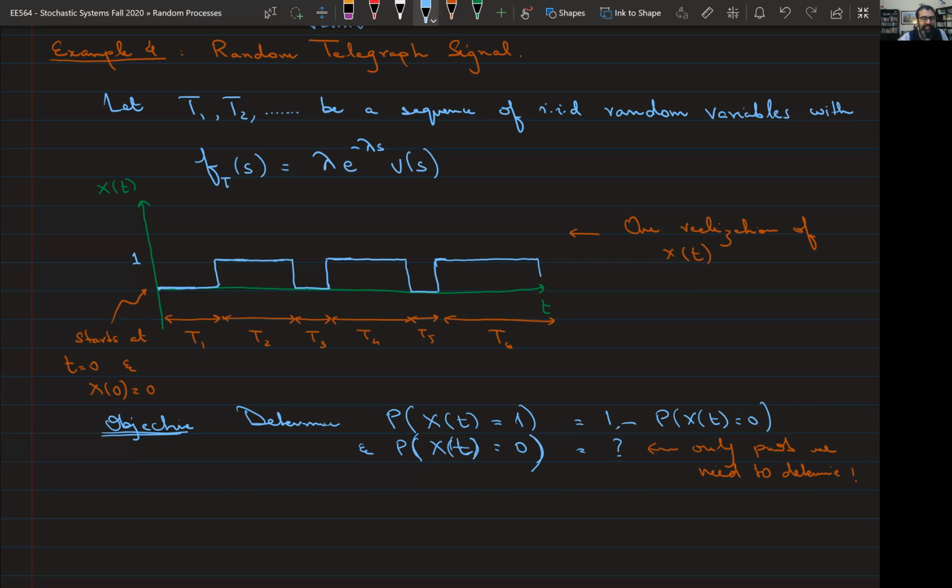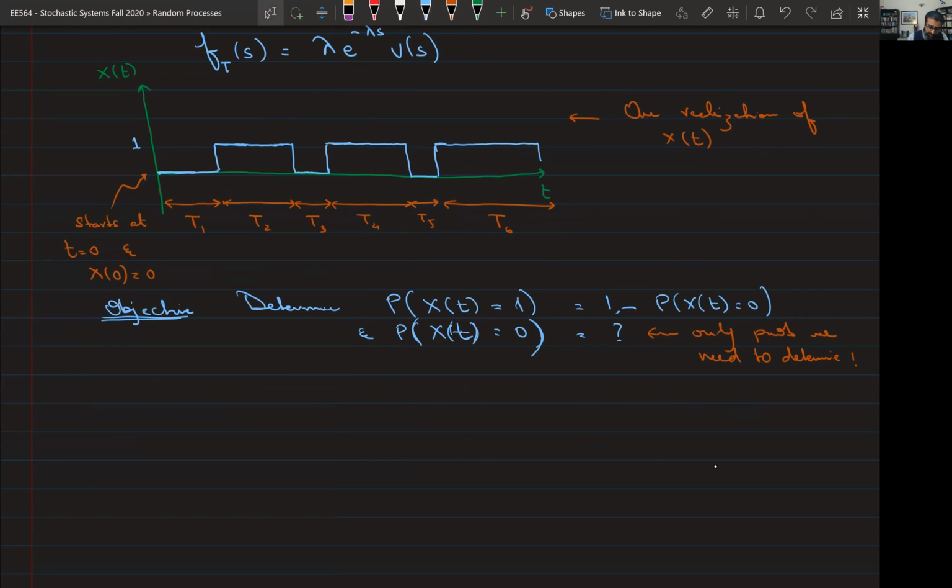So the process that we're going to follow is, as I said, I'm going to map this to intermediate events. I'm going to say that the probability that x of t equals 0 is equal to the probability that there were an even number of flips. As long as it's even, if it's 0, 2, 4, 6, 8, and so on, an even number of flips in the interval 0 to t, then I'm guaranteed that x of t at that particular time t is going to be 0.